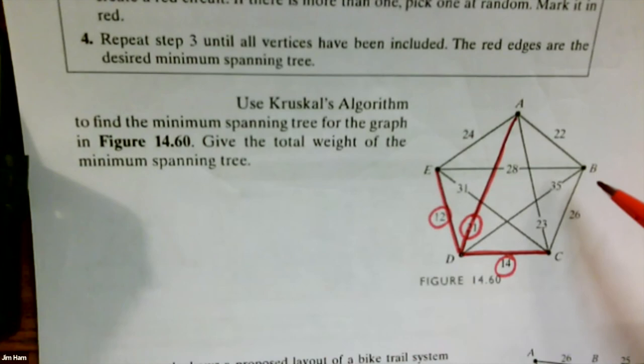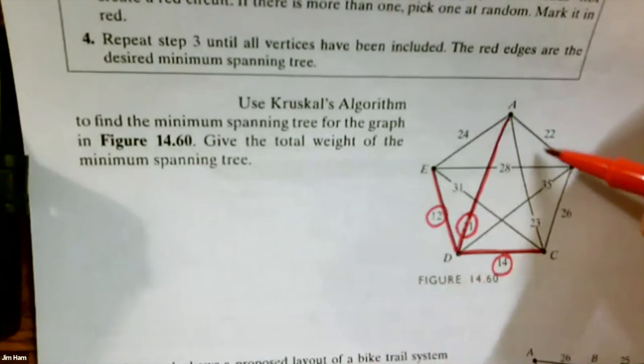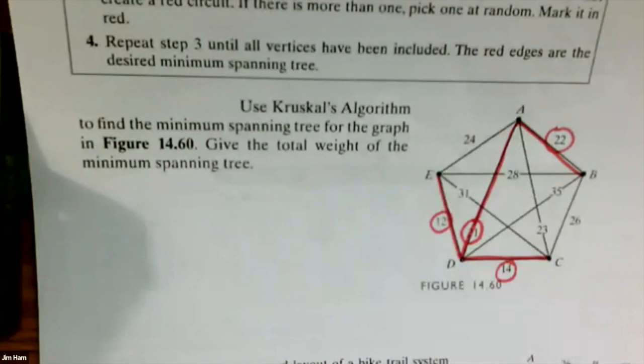We got to get to B. What's the next smallest number in the group? 22. Well, here's 22, and I can actually draw this one without creating a circuit. So there it is, and we're done. And this is the minimum spanning tree.